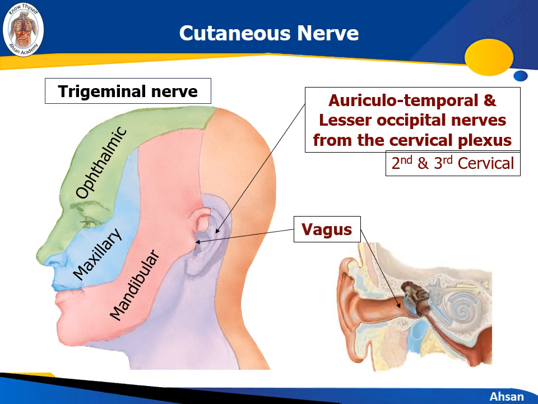The innermost part of the external acoustic meatus and the tympanic membrane area is supplied by the vagus, and this area has some clinical significance.